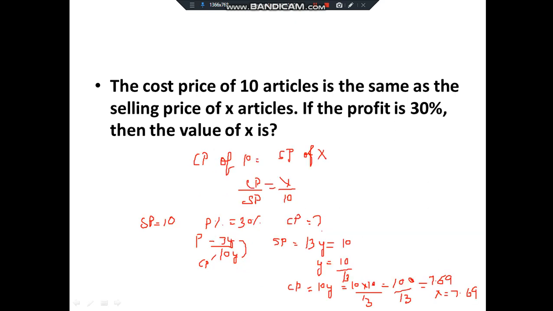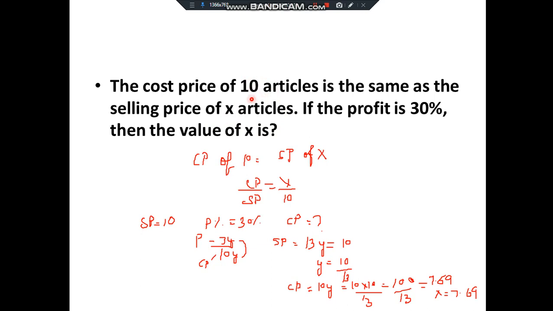The next question variety will be like this. The cost price of 10 articles is the same as the selling price of X articles. Profit percentage is 30. Find the value of X. Previously we have seen cost price of X articles is equal to selling price of 10 or 20 articles. Profit percentage will be given. We have to find the value of X. Here it is vice versa.